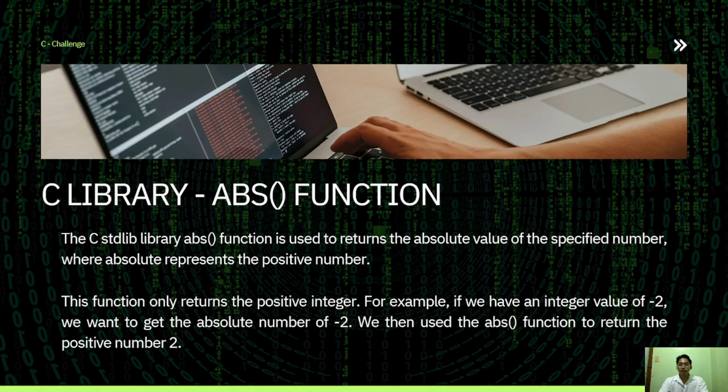So the C library ABS function is used to return the absolute value of a specified number, where absolute represents the positive number. This function only returns the positive integer. For example, if we have an integer value of -2 and we want to get the absolute number of -2, we then use the ABS function to return the positive number 2.